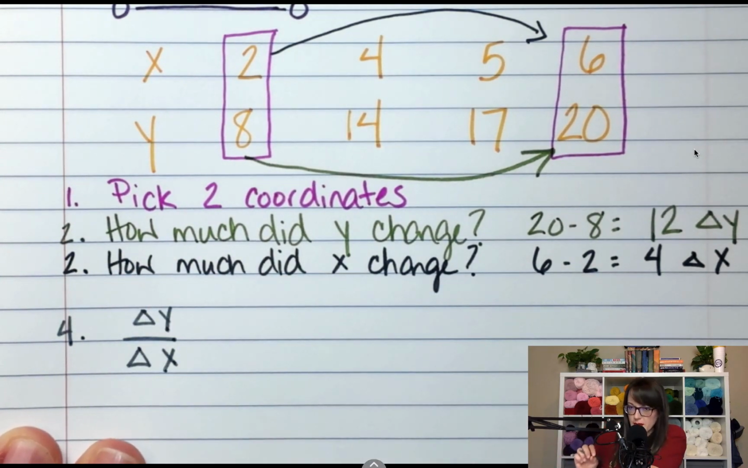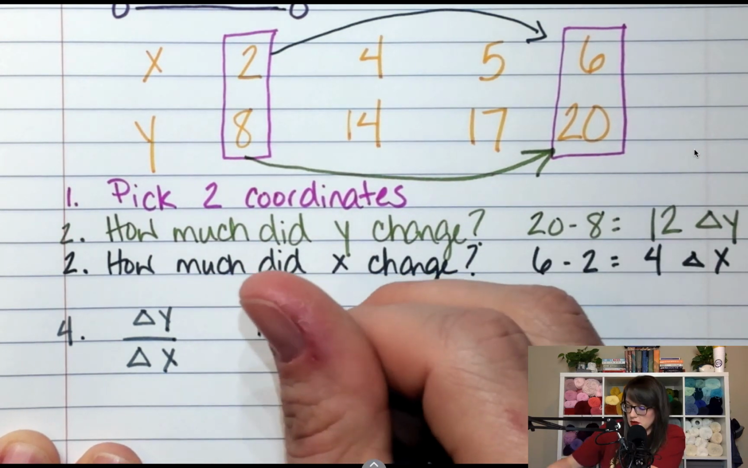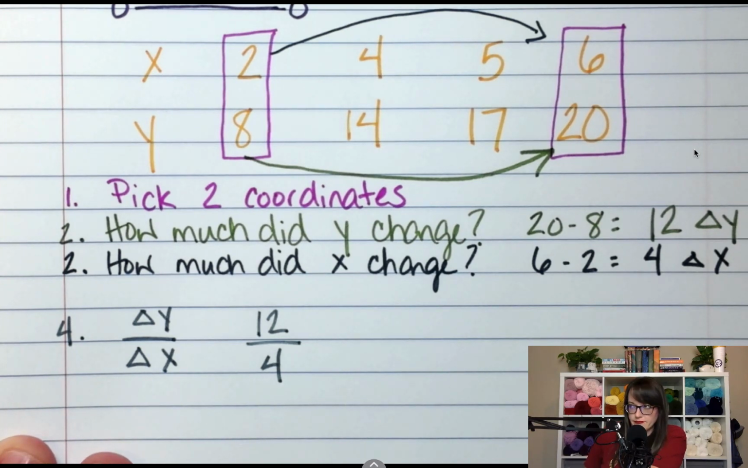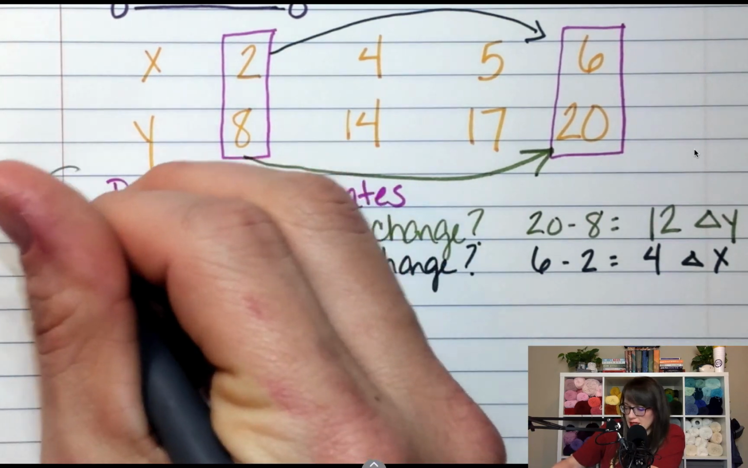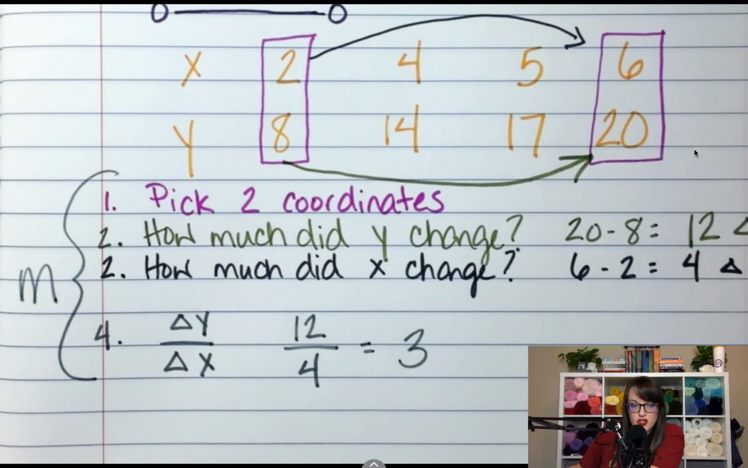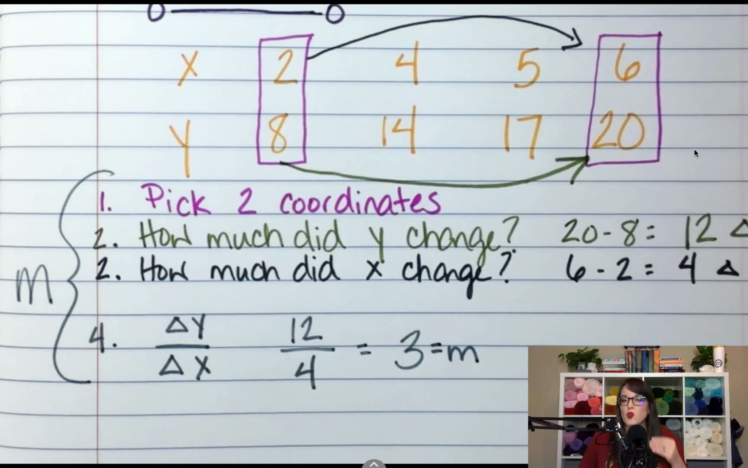How much was delta y? 12. How much was delta x? 4. What is 12 divided by 4? It's 3. So this is calculating my m or my slope. So this is m. Or that's how much one thing would be.